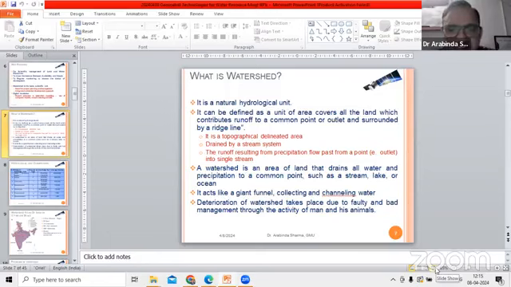Okay, we have already discussed what a watershed is. It's a topographically delineated area drained by a stream system. I have already told you, whatever excess rainfall there is will flow. First, overland flow will be there.